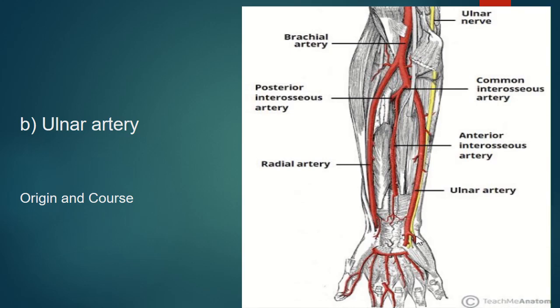In the hand, the terminal part of the ulnar artery joins the superficial palmar branch of the radial artery to form the superficial palmar arch, this one, which supplies the joints, bones and muscles of the hand. We'll talk about this arch later on.